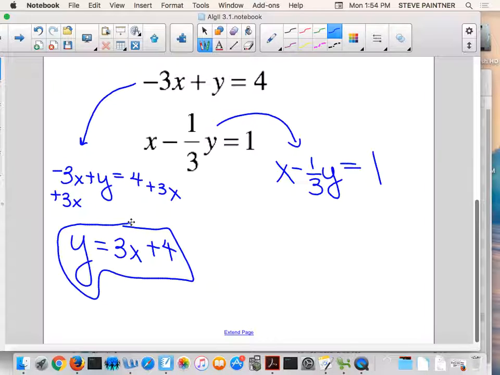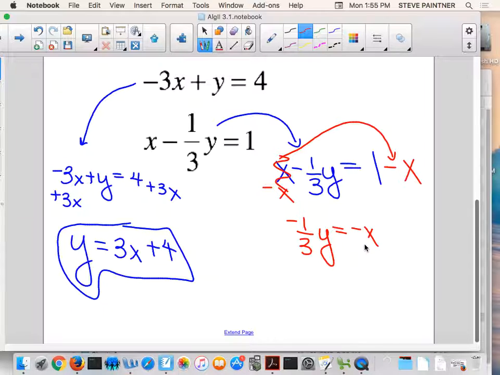All right, I took my top equation, I solved for y, I got that. Is that what you got? Yeah. Okay, that was not the hard one. That was actually the easy one. This one is a little harder. Bring this over here. How? This is the hard part.